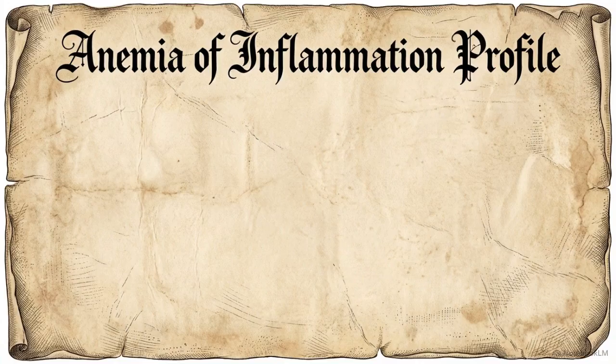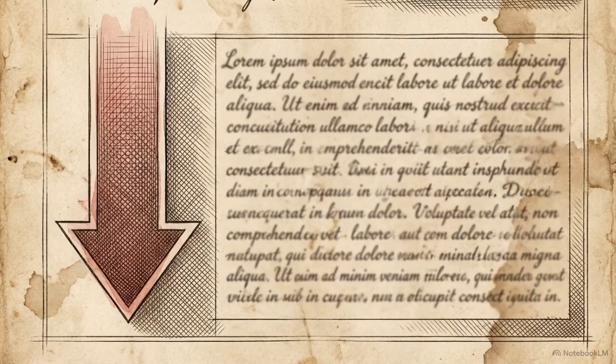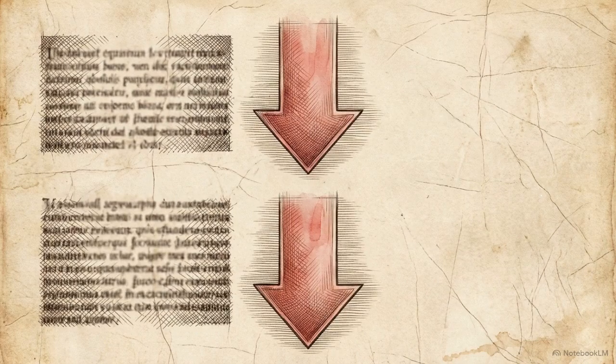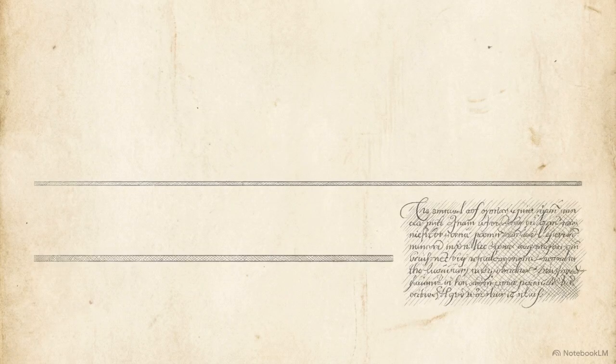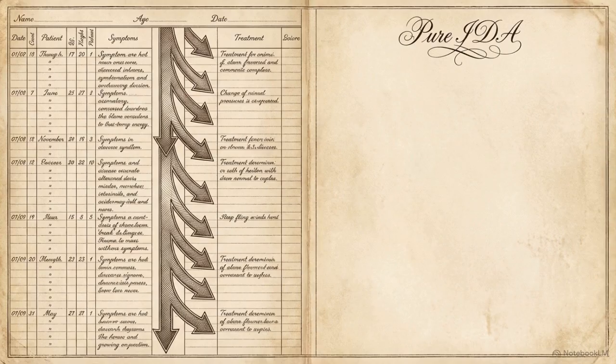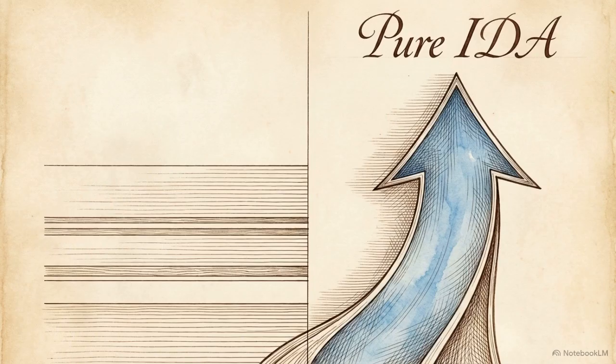Pure anemia of inflammation presents a distinct lab pattern: low serum iron, low transferrin saturation, hyperferritinemia, and crucially, a low or normal total iron binding capacity. You contrast that directly with pure iron deficiency anemia, where the total iron binding capacity elevates significantly as the body attempts to capture any available iron in circulation.